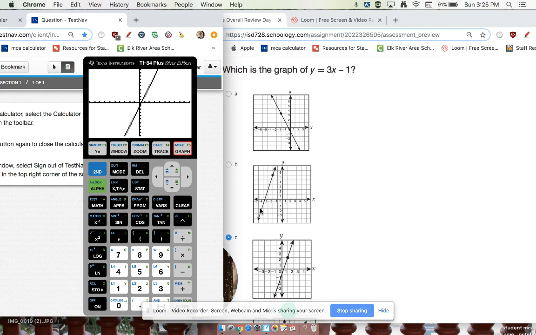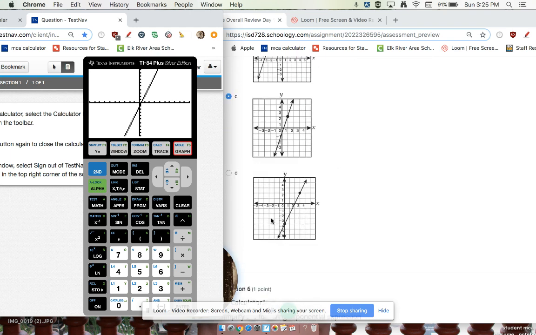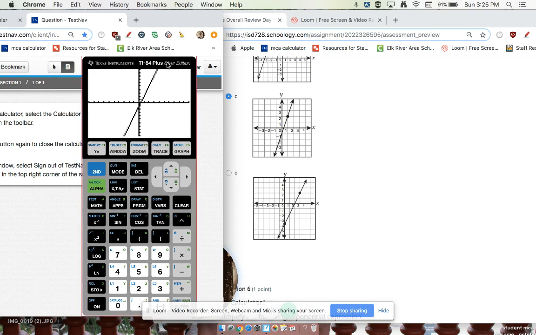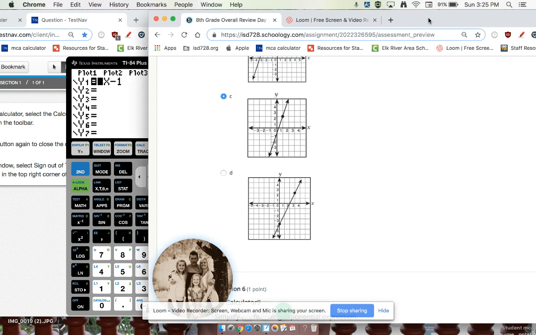Not this one, not this one. Yep, that one looks good, and this one, the y-intercept is way down there. So that's another strategy you could use. Again, when you use this strategy, it has to be in slope-intercept form. Y has to be alone in order to use that.